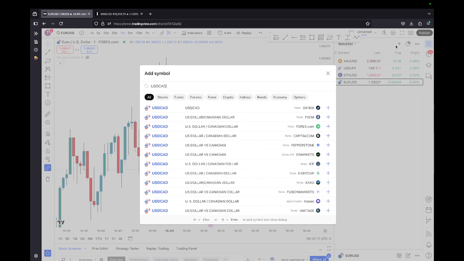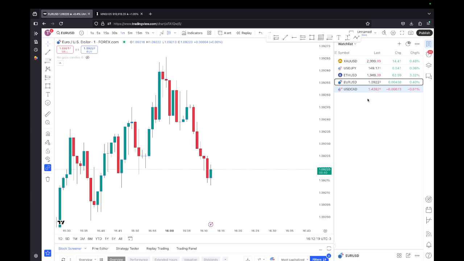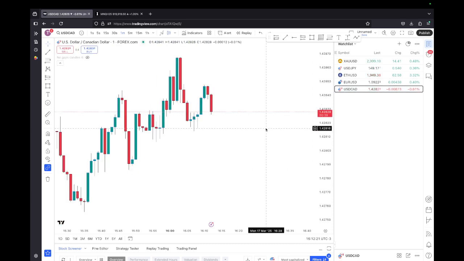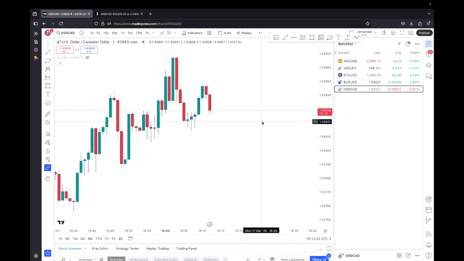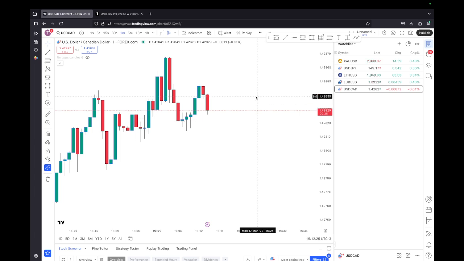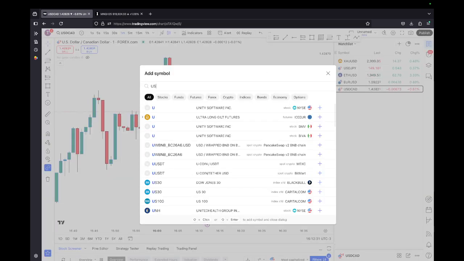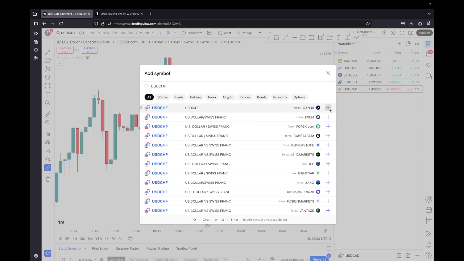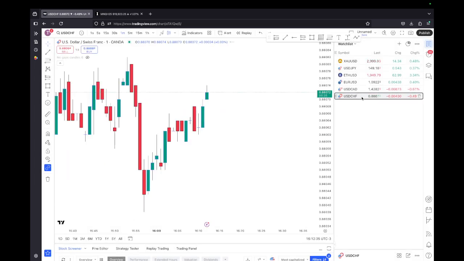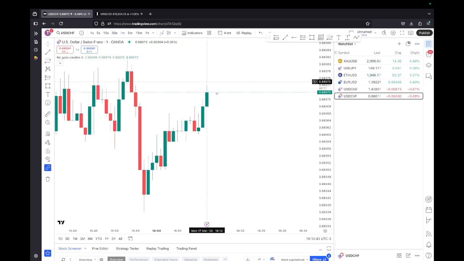Opposite of Euro card is USD card. This has to be bullish, sorry. So this, oh my days, this just turned bearish as well. Oh, finally, something bullish. Okay, so this is bullish. I'll use the no gap candle because this one is looking a little bit messy.